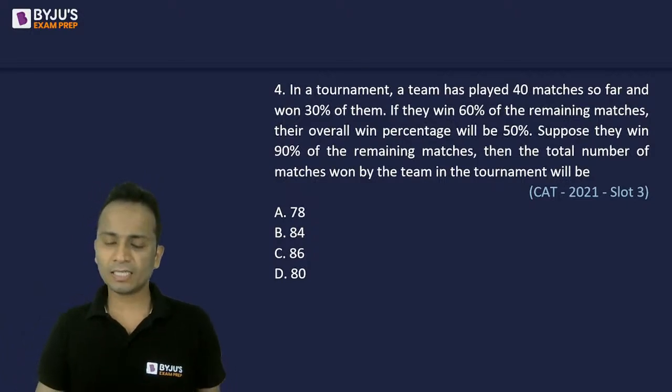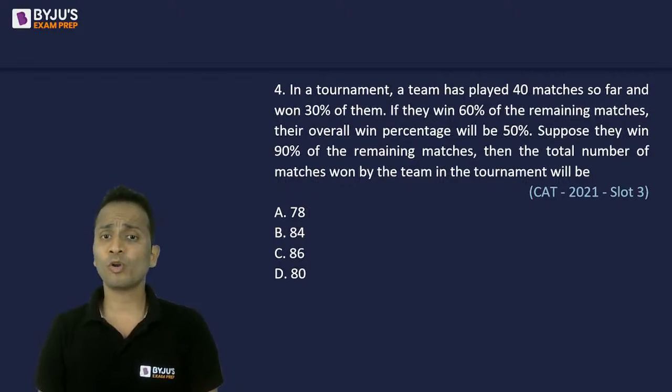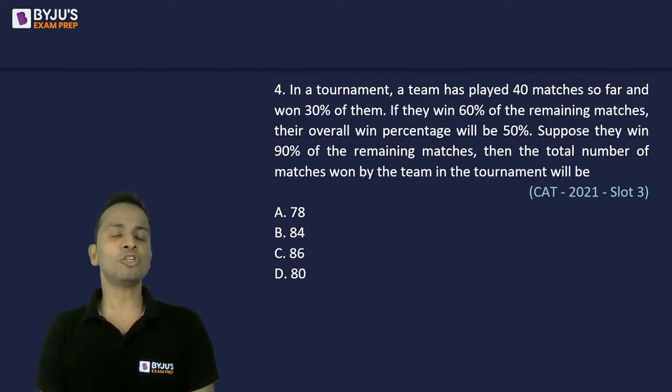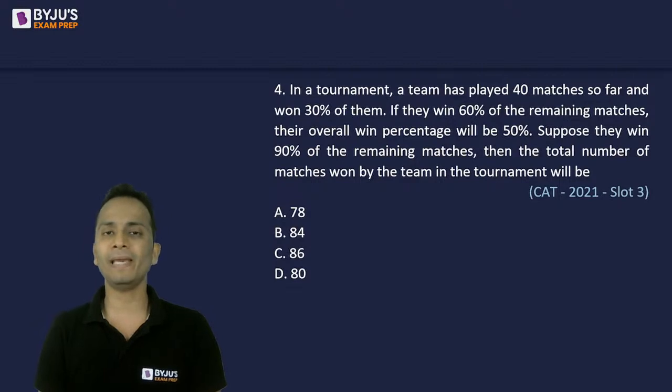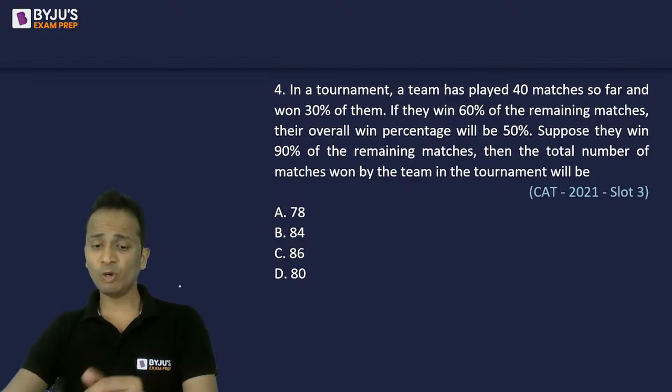The question says that in a tournament, a team has played 40 matches so far and won 30% of them. If they win 60% of the remaining matches, their overall win percentage will become 50%. Suppose they win 90% of their remaining matches, then the total number of matches won by the team in the entire tournament will be how much? This time you have options.